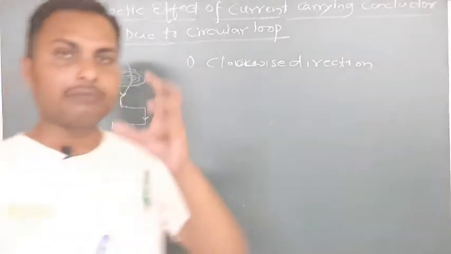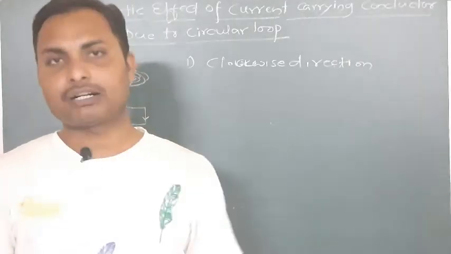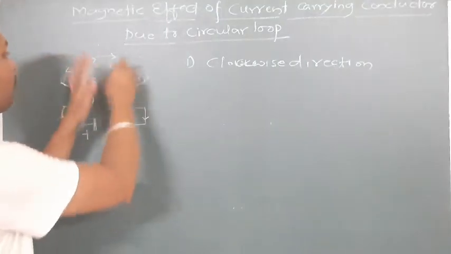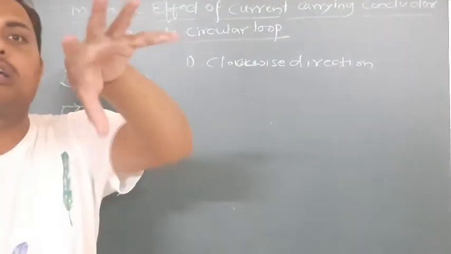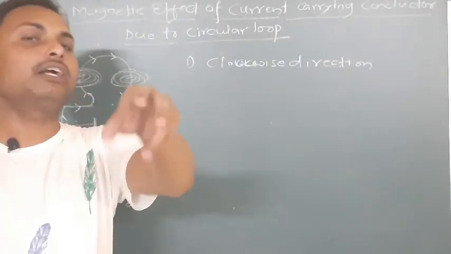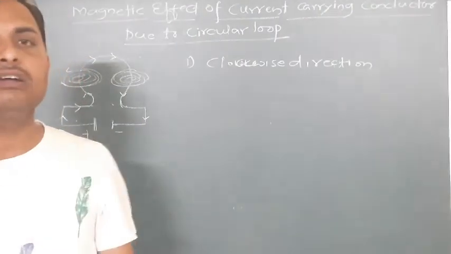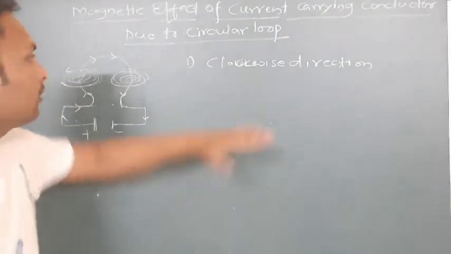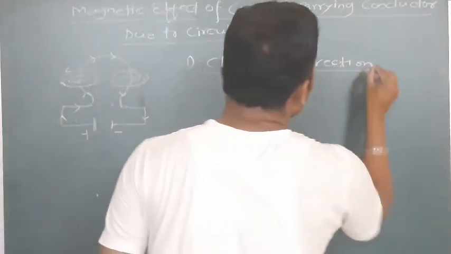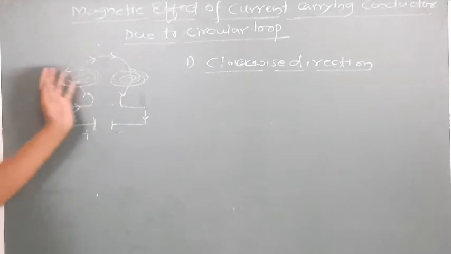So if it behaves like a magnet, then we need to find the poles of the magnet. How can we find the poles of the circular loop? It is now behaving like a magnet, so we need to find the poles of that magnet. How can we find them? I'll take the clockwise direction, where the current is flowing clockwise.